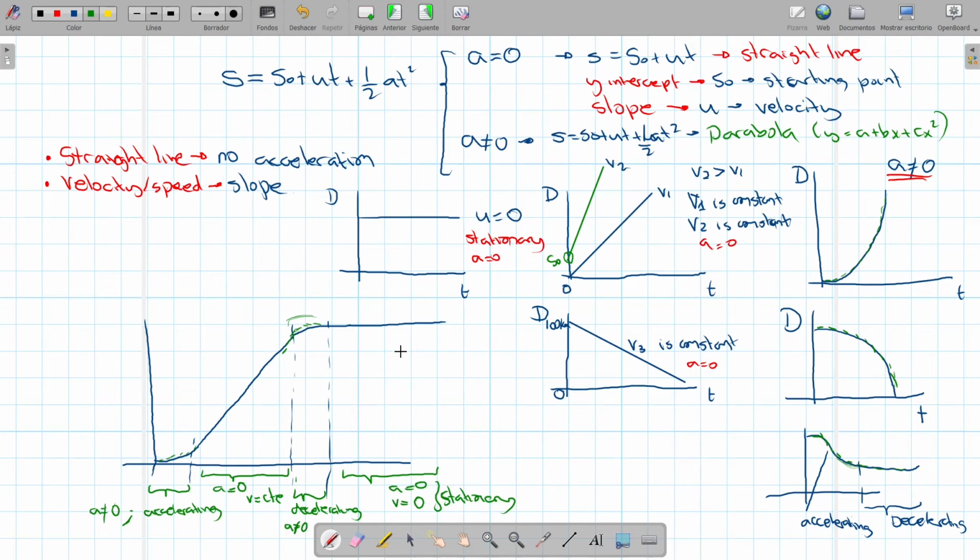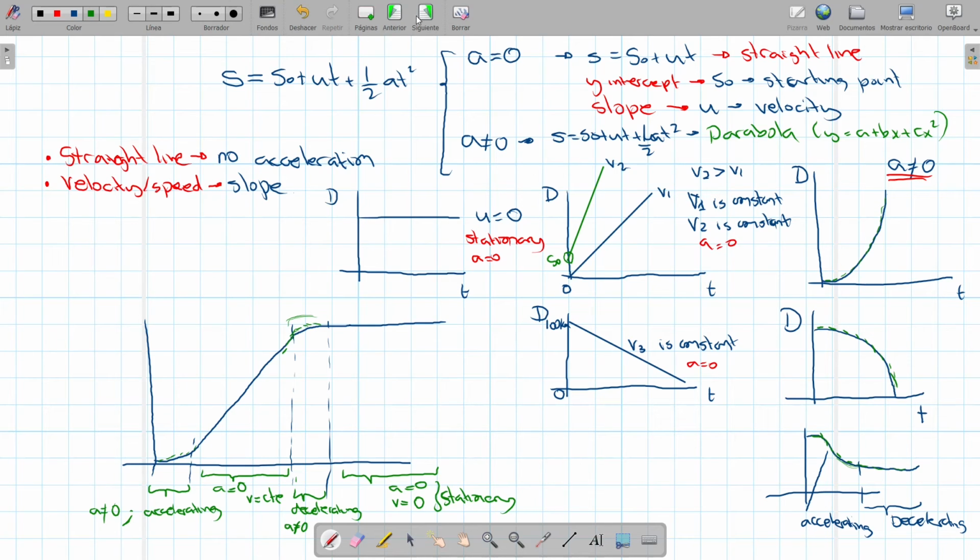Okay, so these graphs are very easy. You just have to take a look at if it's a straight line, which means that there's no acceleration, or if it's a curve, that means that there's acceleration. If it's displacement versus time, it can go up and down. If it's distance over time, it can only go upwards. And to know if it's accelerating or decelerating, if it's a curve, take a look at the slope to see if at each point it's increasing or decreasing.